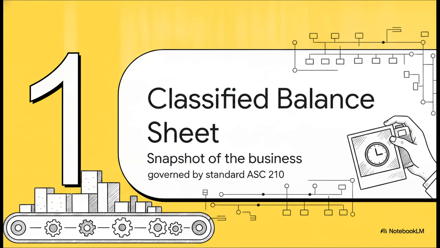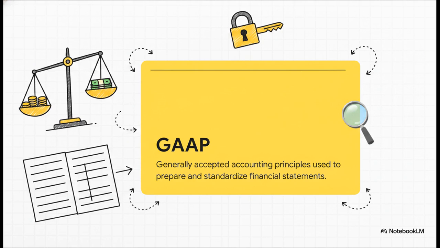This is our snapshot of the business under Standard ASC 210. Okay, let's dive into this. The balance sheet is literally the structural foundation of the business. But to build it right, everything we do from here on out has to comply with GAAP, generally accepted accounting principles. The whole goal here? Total compliance, and crucially, consistency.